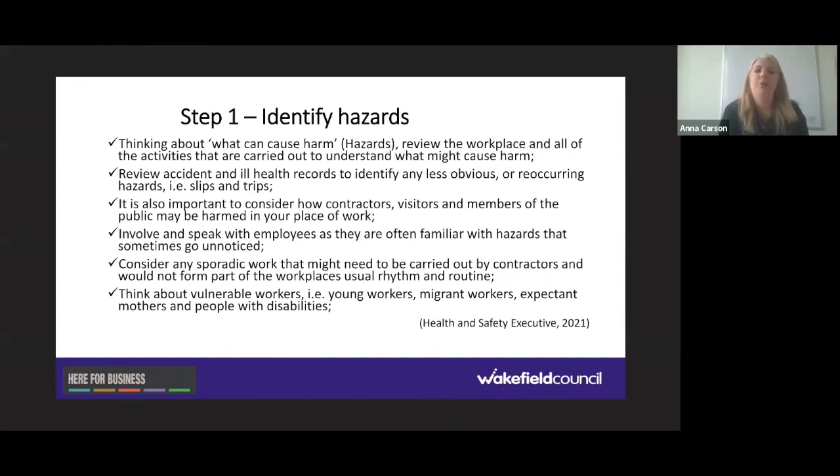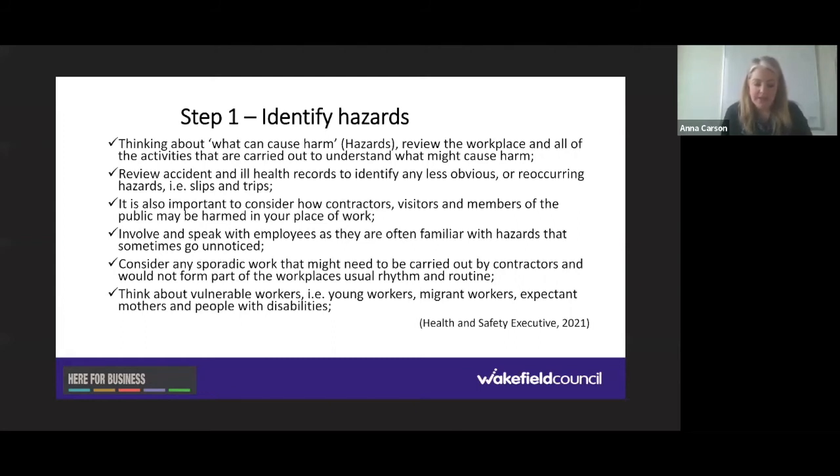And think about vulnerable workers. So when we talk about vulnerable workers, we mean young workers, migrant workers, especially if their first language isn't English, expectant mothers, and people with disabilities. The risk can often be different for these groups of people. For example, young people using dangerous machinery. And there is a requirement for you to consider these vulnerable workers as a separate category.